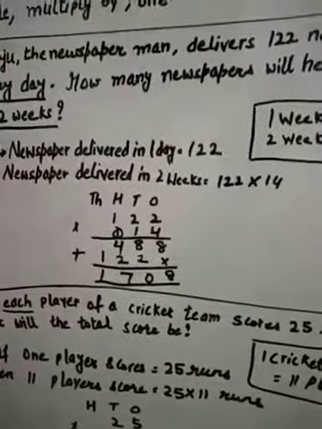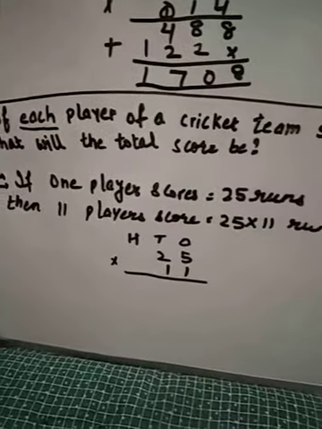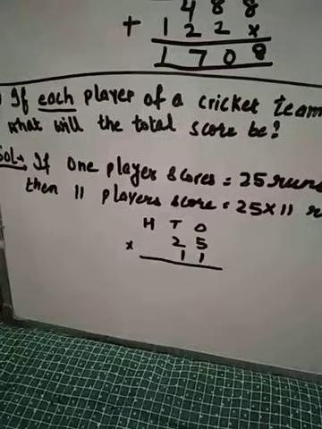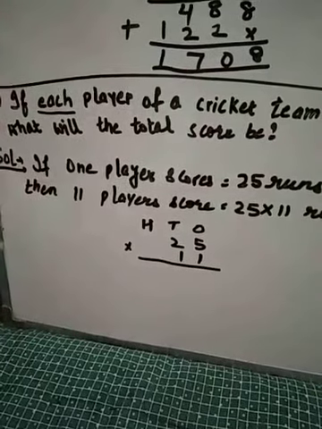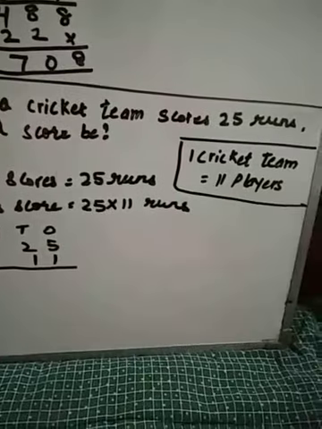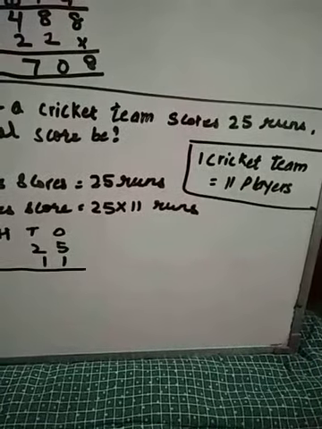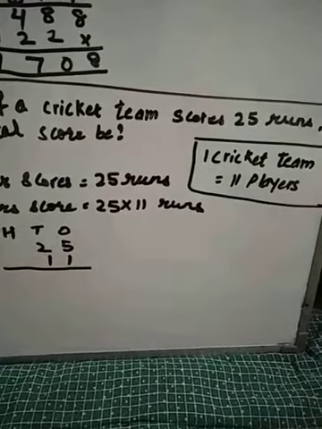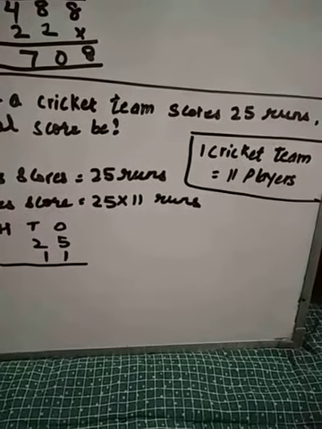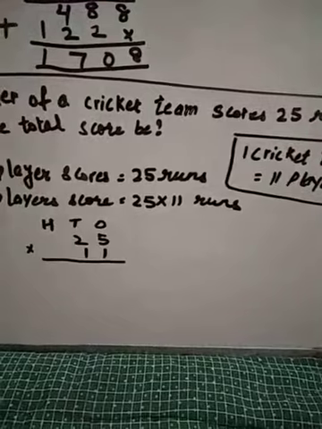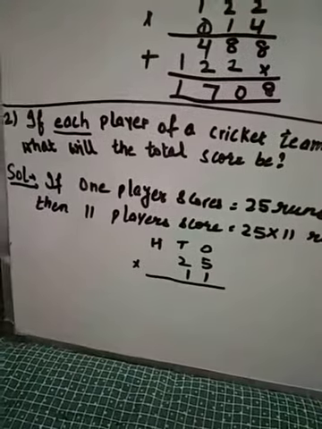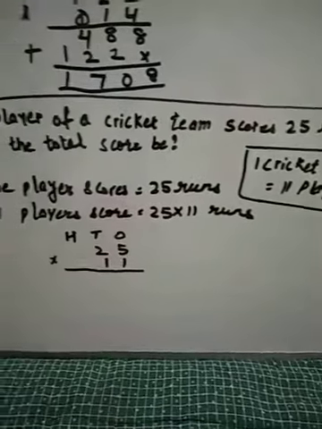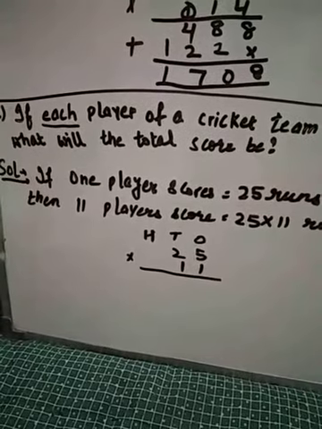Second sum is, if each player of a cricket team scores 25 runs, what will the total score be? Now see, in this sum they have given only one number, 25 runs. Only 25 is the number that is written in this question. How can we come to know that what is the second number? With which number we have to do the multiplication? Read the question carefully. Can you see any number here? No. Only 25 is shown here. So we read the question again, because second number is already in the question.